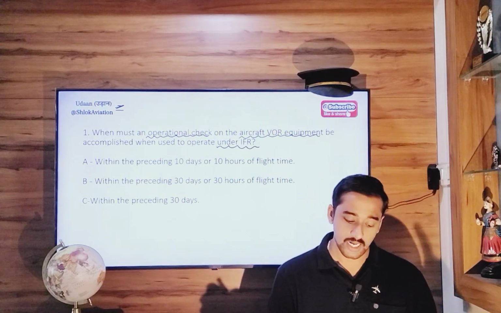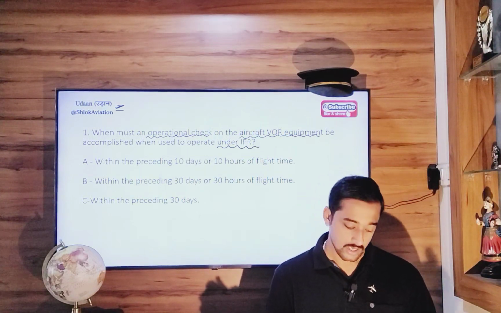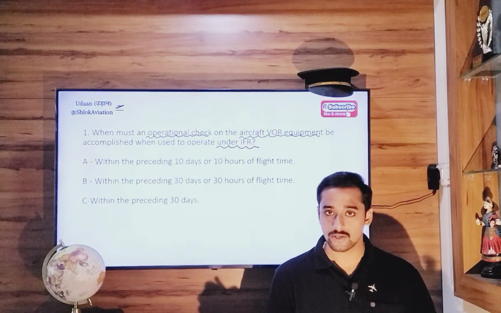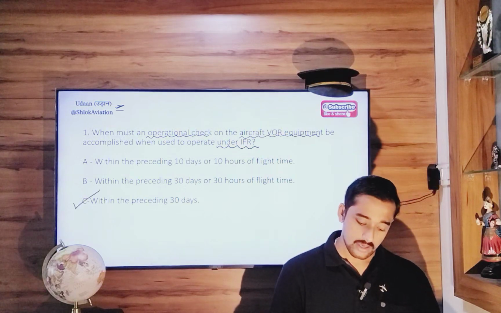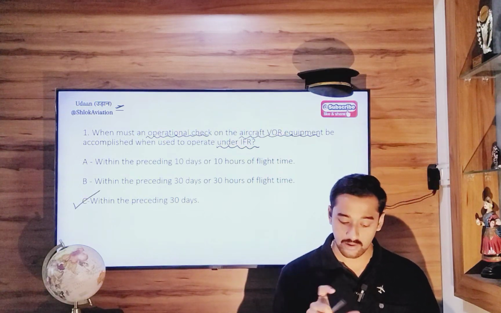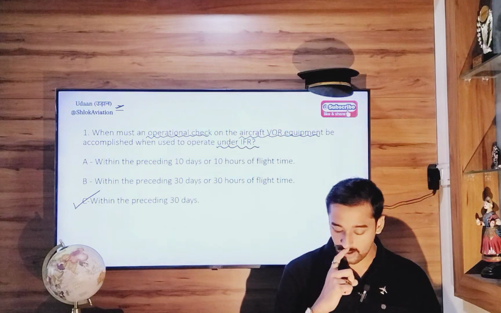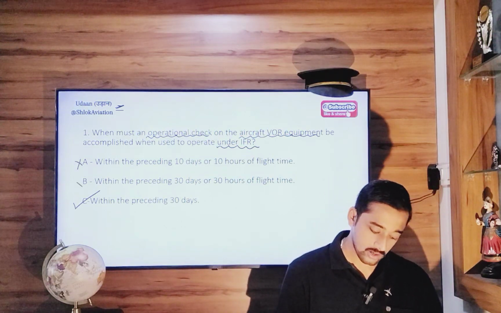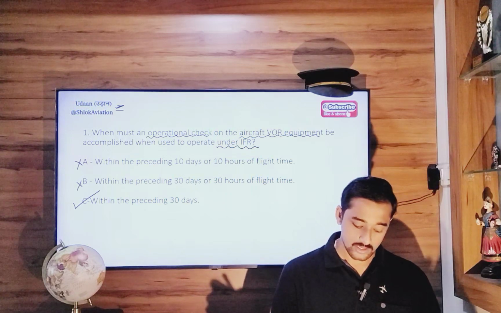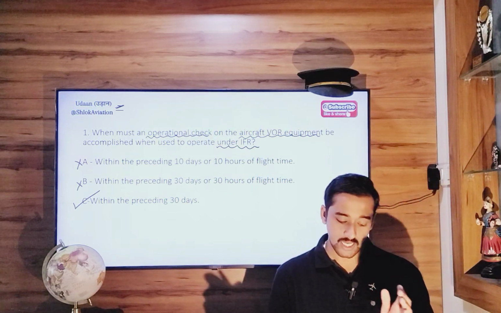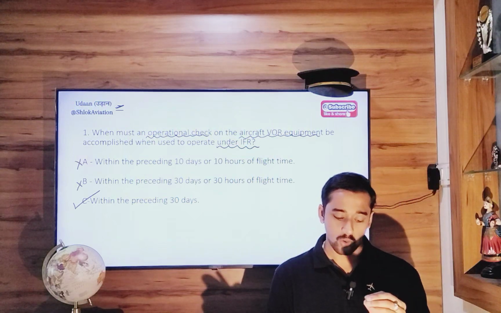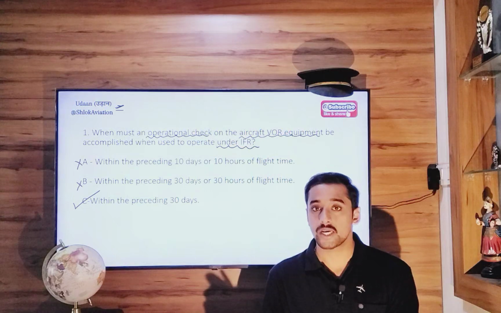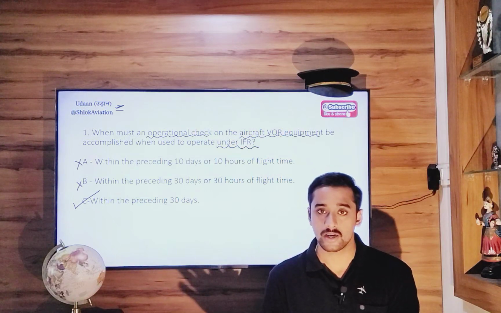Option A, within the preceding 10 days or 10 hours of flight time; option B, within the preceding 30 days, 30 hours flight time; option C, within the preceding 30 days. So the correct option is option Charlie. There is no such regulation related to flight time, so options A and B are wrong. The correct option is option Charlie. Within the preceding 30 days, you must execute an operational check on aircraft VOR equipment if you are going to operate that aircraft under IFR conditions.